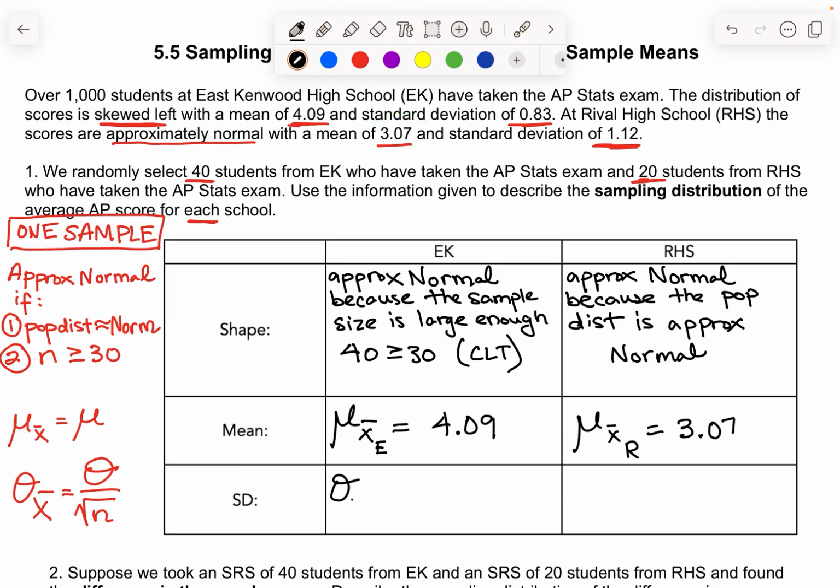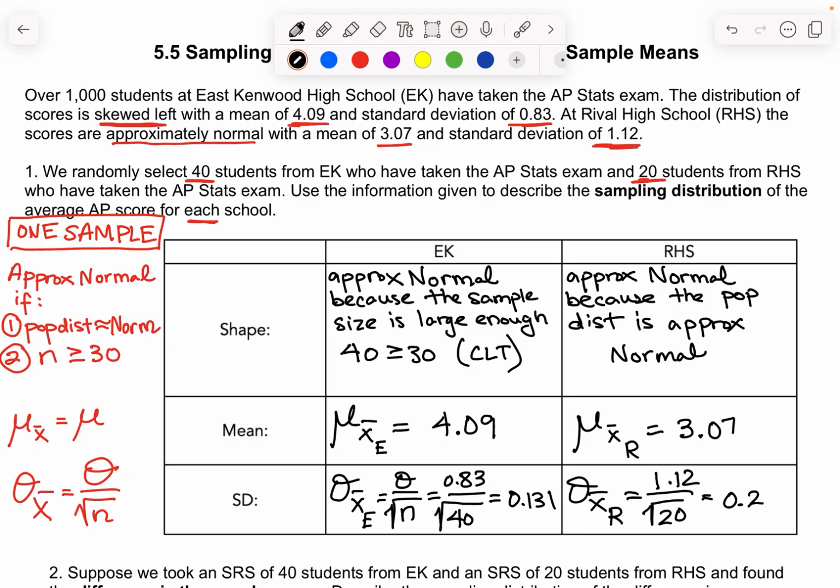What about the standard deviations? Well, we have this formula. In this case, we have 0.83, that was the standard deviation given right there, divided by the square root of our sample size of 40, gives us a standard deviation of 0.131. One more time, we're going to use the formula. Sigma for RHS is 1.12, divided by the square root of the sample size, which is 20, is going to give us 0.250.